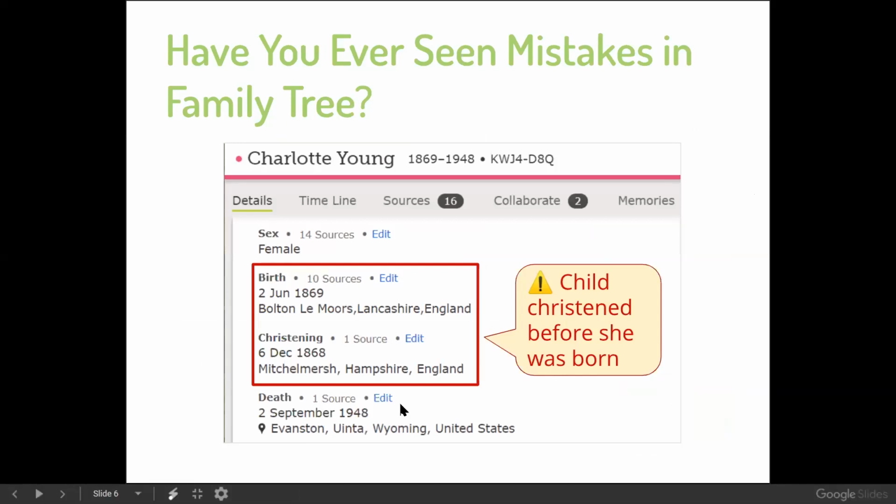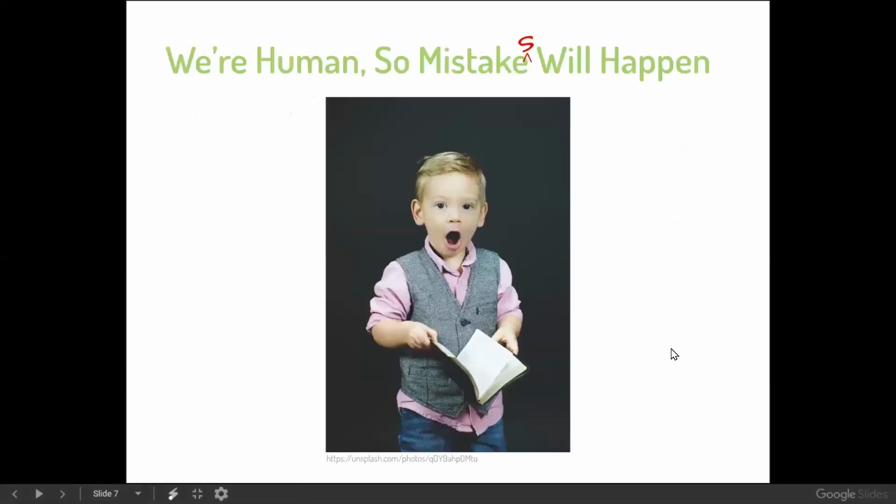Or here's another example. This is actually a really common one in Family Tree, and that is that you will find a child being christened before she was even born. Not going to happen, right? Well, guess what? We're all human, and so mistakes are going to happen. And they do happen in Family Tree, and sometimes people get frustrated over that.